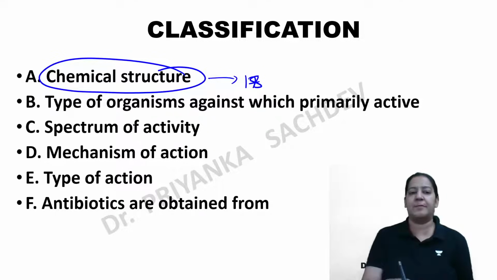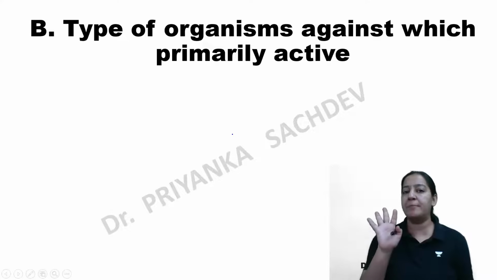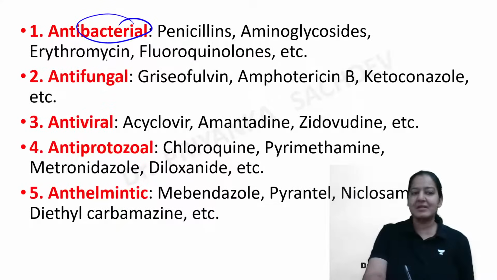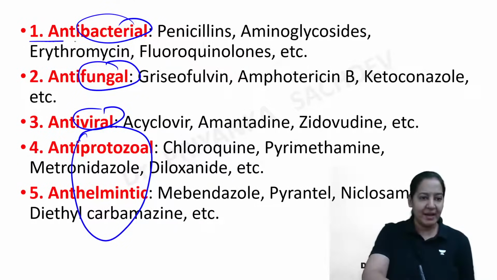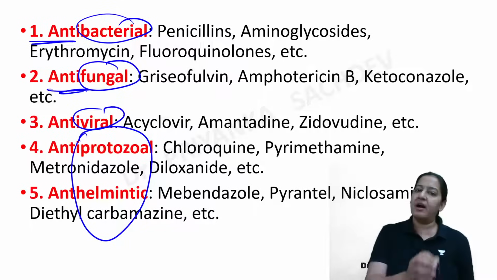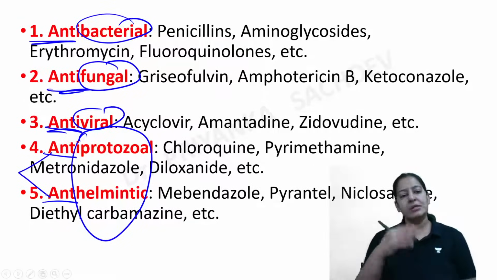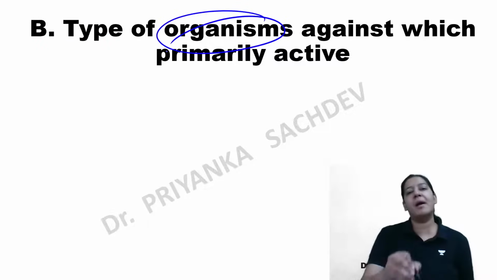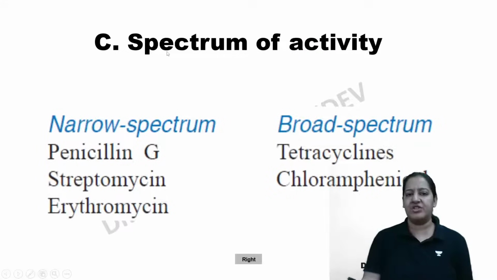Coming to the second classification, based on the type of organism against which it is active. As I have told you, there are four types of microbes: bacteria, fungus, virus, and parasites. Parasites are of two types, protozoa and helminth. Antibacterial are the drugs which act against bacteria. Antifungal act against fungus. Antiviral act against virus. And antiprotozoal and antihelminthic both act against parasites. So that is based on the type of organism against which they are active. This is the second classification, right?